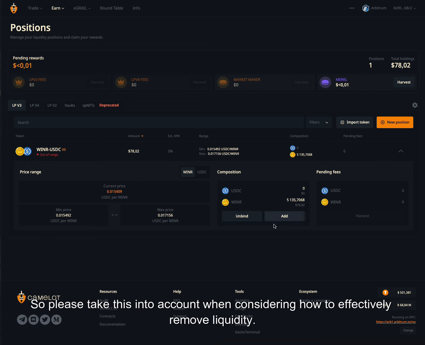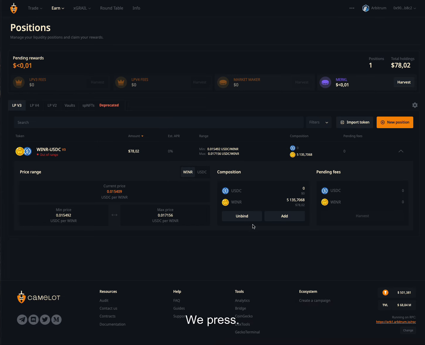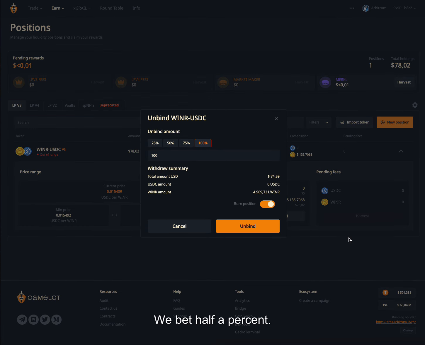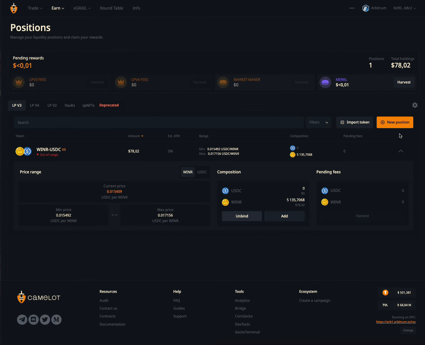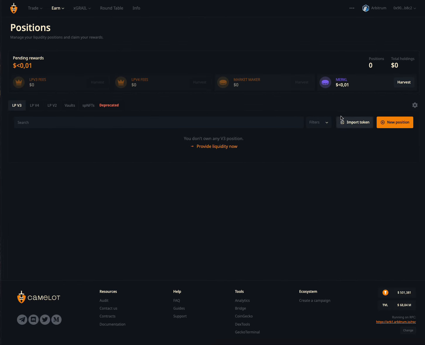So please take this into account when considering how to effectively remove liquidity. We press. Here's a view. We take 0.5%. Return. The position is closed. So make use of it accordingly.